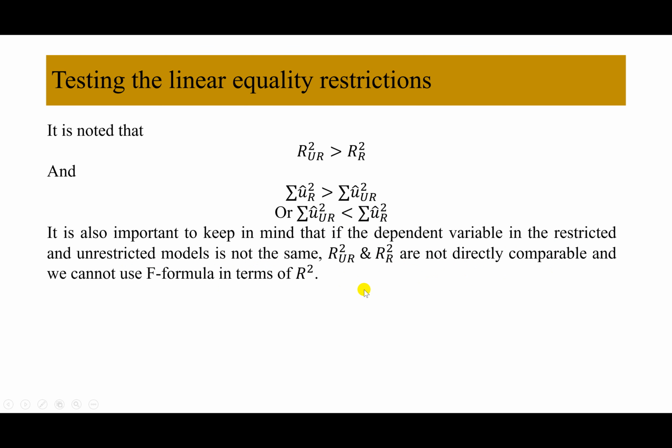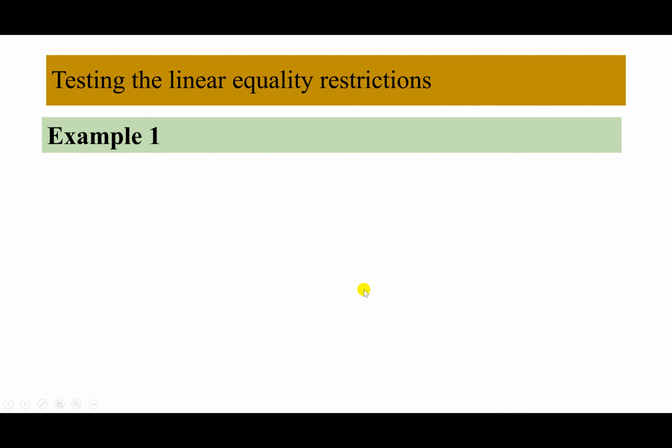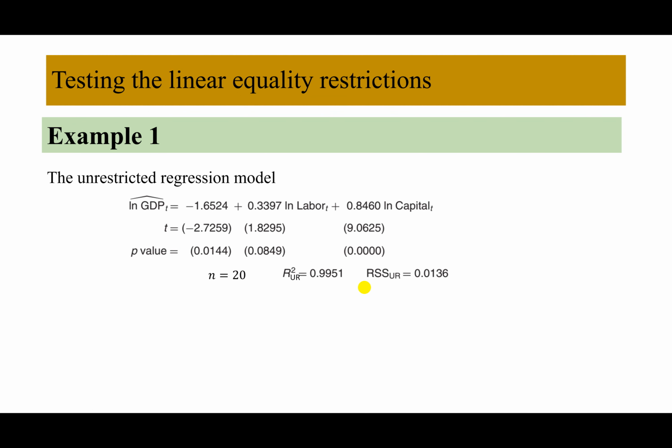in terms of R square. So now let us discuss an example. The unrestricted regression result is reported as follows. Here log GDP equal to -1.6524 plus 0.3397 log labor plus 0.8460 log capital.